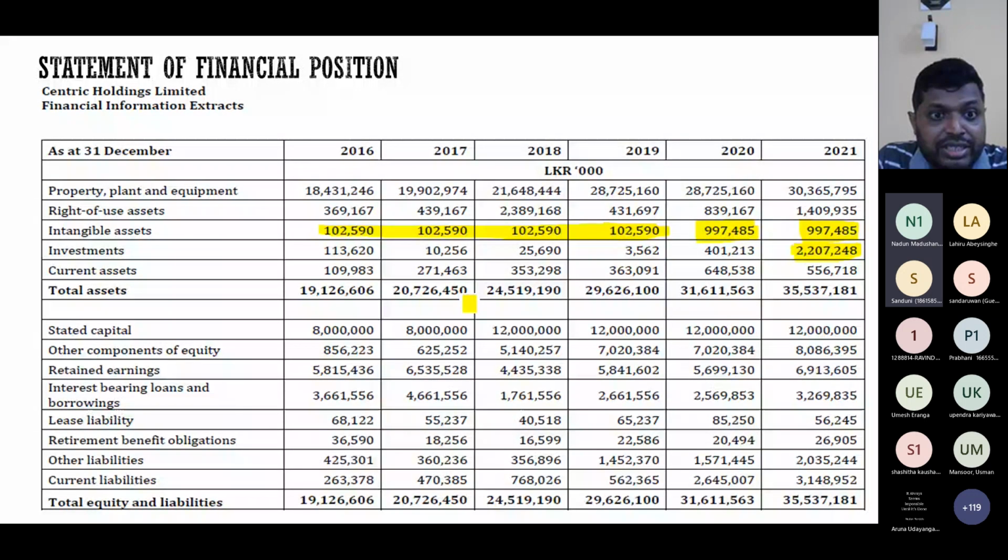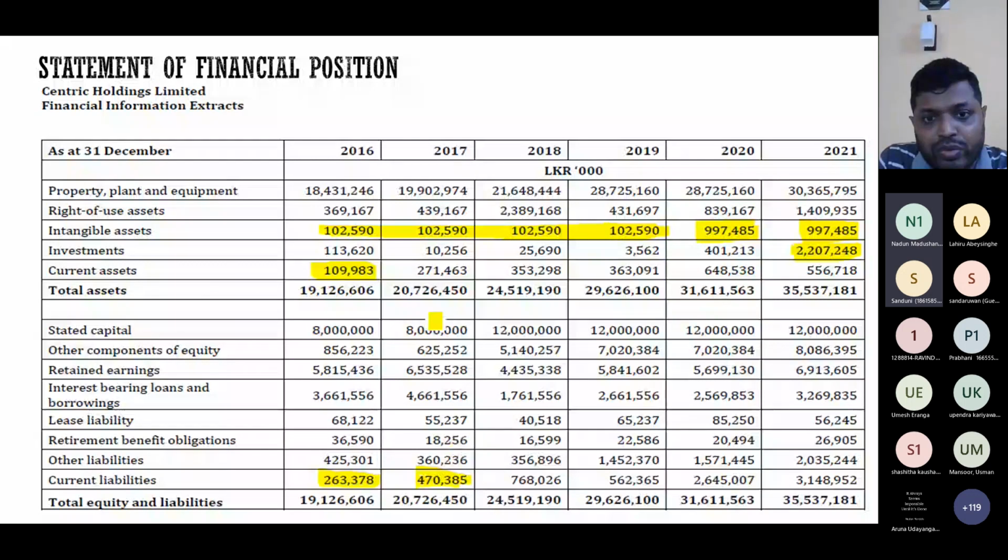Now you can look at the current assets, 109 million went up to 556. We can look at current assets. Simply you can understand the current liquidity situation. You can compare this current asset with current liabilities. Current assets are lower than current liabilities. That means you are suffering a net current liability situation. This is very critical.